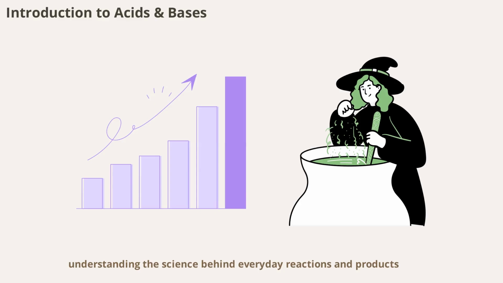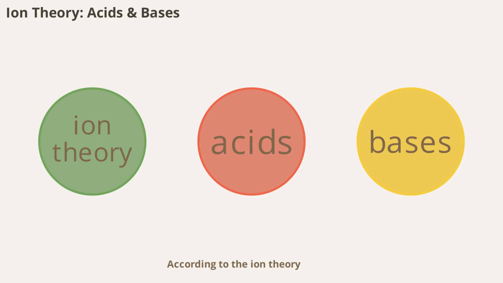reactions and products. Let's start by defining acids and bases using the ion theory, which forms the foundation for much of modern chemistry. According to the ion theory, acids are substances that release hydrogen ions, H+, when dissolved in water, while bases release hydroxide ions, OH-. For example, hydrochloric acid, HCl, in water produces H+ ions, making the solution acidic. On the other hand, sodium hydroxide, NaOH, releases OH- ions, making the solution basic. This simple yet powerful concept helps us understand why acids and bases behave the way they do in different reactions.